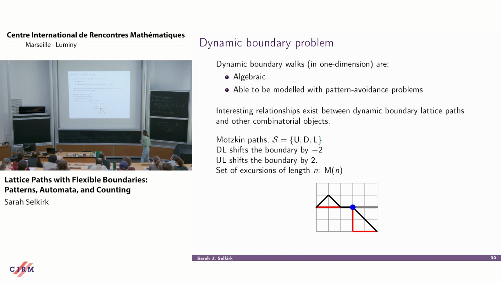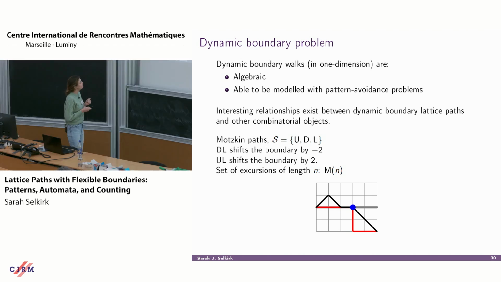We have Motzkin paths, again Motzkin paths with the up, down, and level step. If we have down and level, this shifts the boundary by -2. If we have up and level, it shifts the boundary by 2. And we're just going to call the set of excursions of these Motzkin paths, which end on the boundary, things that shift as the boundary changes, Mn.